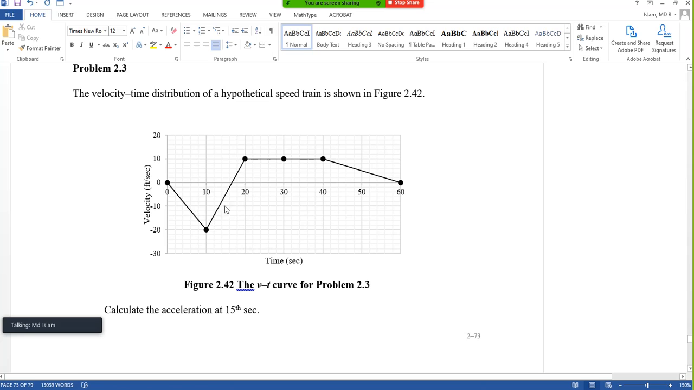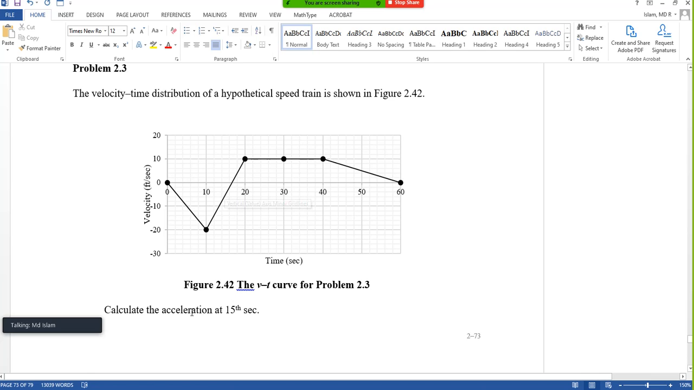And then it's going up, velocity increased to the positive direction, and the velocity remains constant. After that, velocity decreases to zero. That means when it came here, the car stopped. The question is asking, calculate the acceleration at 15 seconds. So 15 seconds is where? 10 here, 15 is roughly at the middle.